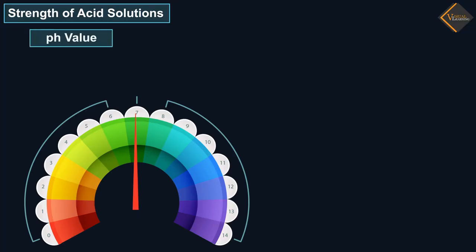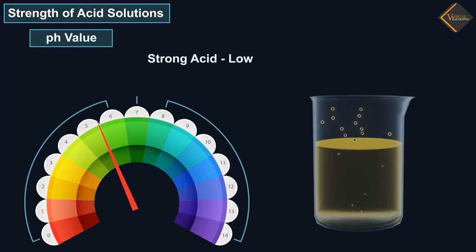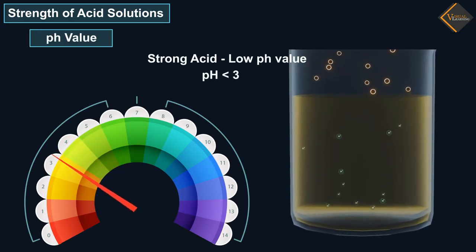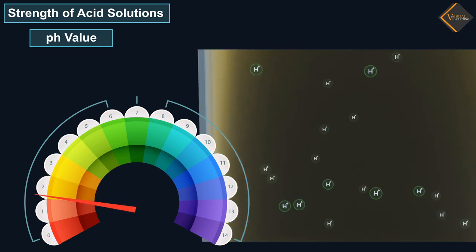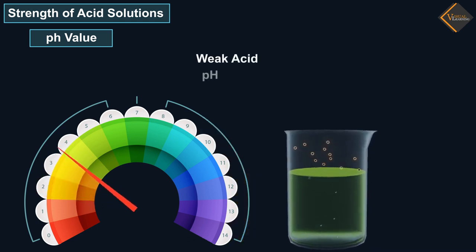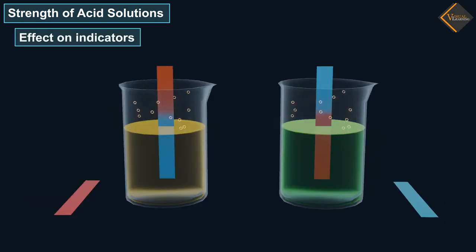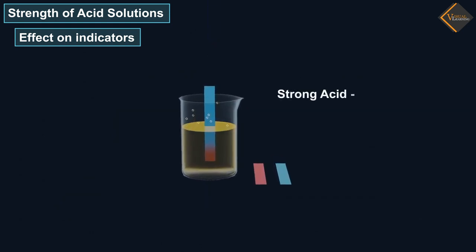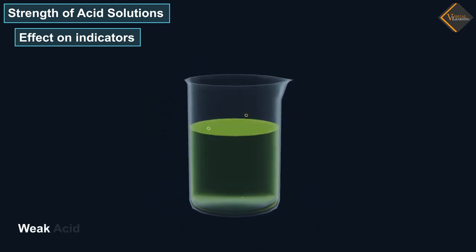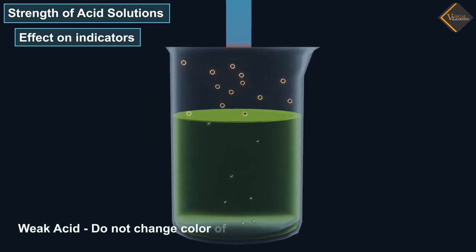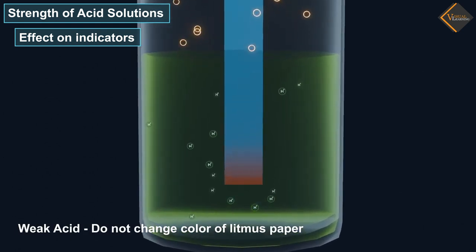pH value. Strong acid solutions have a low pH value, typically below 3. This indicates a high concentration of hydrogen ions. Weak acid solutions have a pH value slightly below 7, indicating a lower concentration of hydrogen ions as compared to strong acids. Effect on indicators. Strong acid solutions turn blue litmus paper red and have a noticeable sour taste. Weak acid solutions may not significantly change the color of litmus paper, but they may still taste sour.